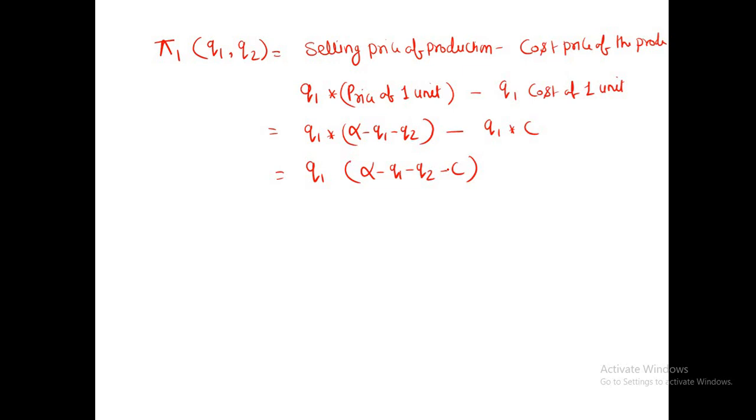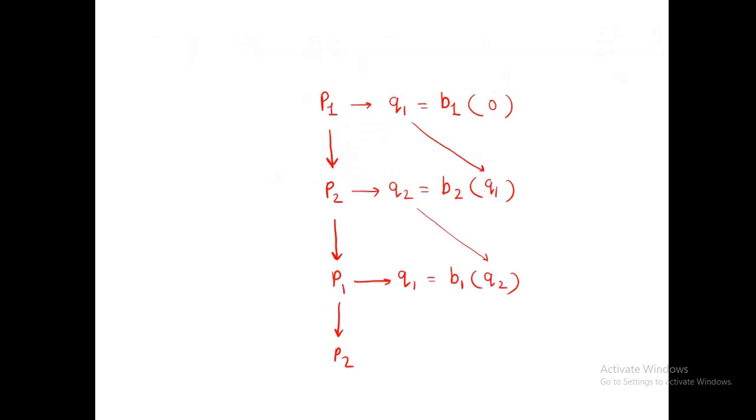Now we need to maximize the profit, right? We need to maximize the profit when the other player is producing 0. As you can see in this slide, first we need to find out the value of Q1 in the first iteration, and at this point the production of player 2 is what? 0. The production of player 2 is 0 here, and we need to determine the value of Q1.